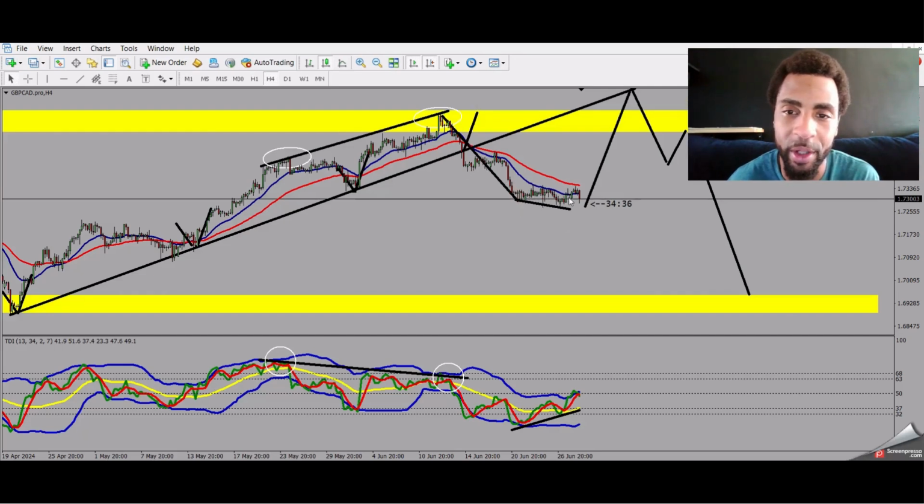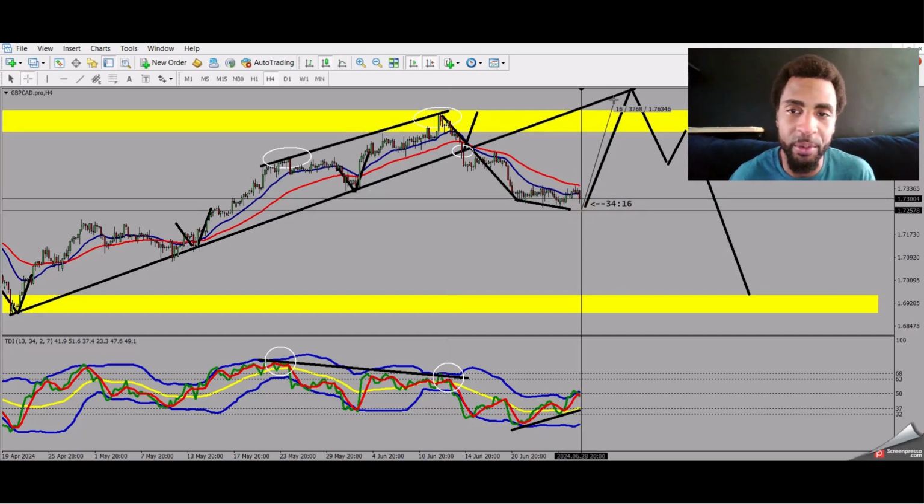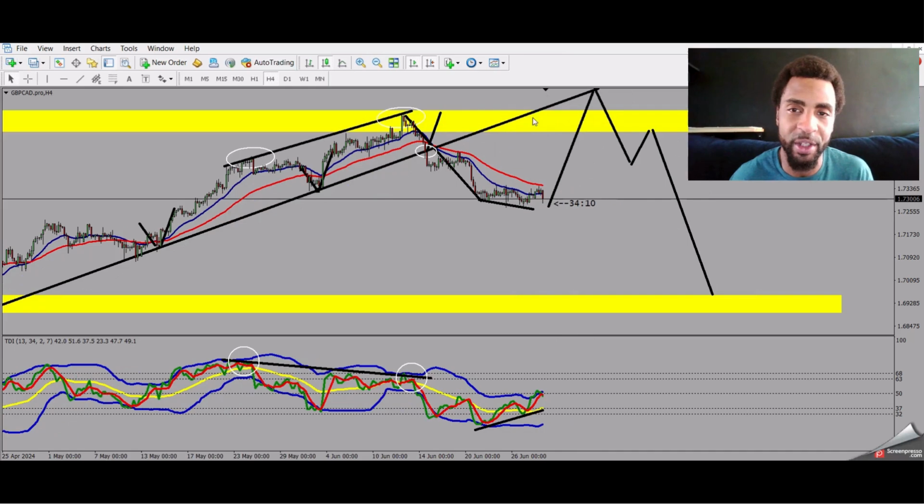Now after the break of this, we're looking for a break of that structure and then a move back down. Let me explain to you guys why we're looking for a break up and then a break back down. I'm going to move all this stuff out of the way. So this break of this structure, mind you, we're on a 4-hour chart. We're not the only ones seeing this. We're not the only trader seeing this, right?